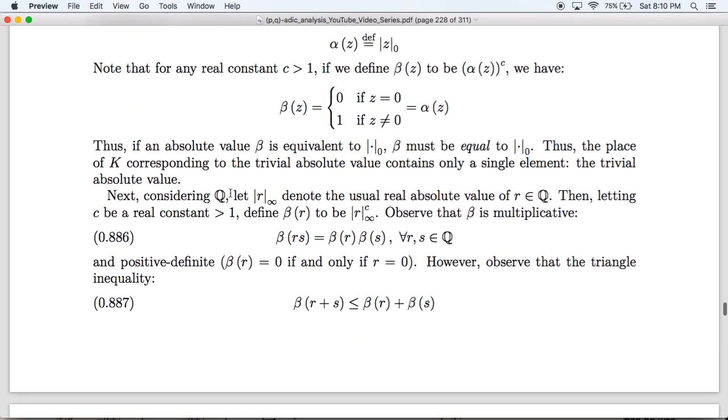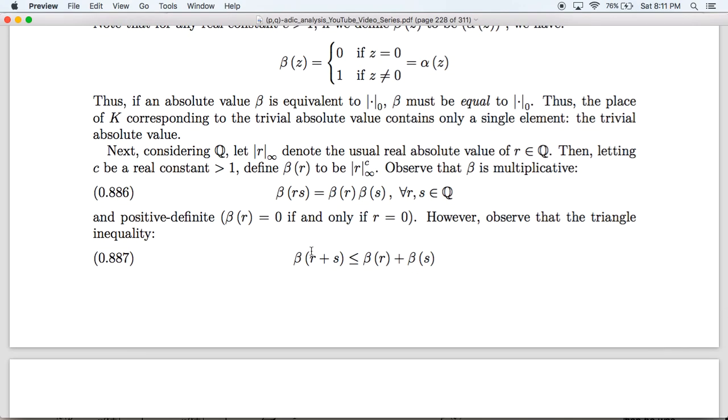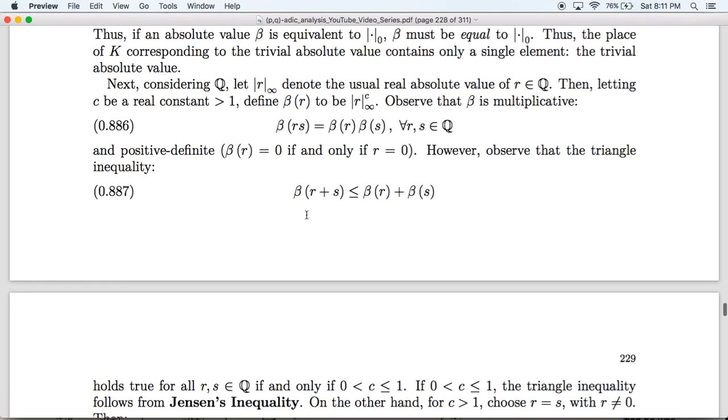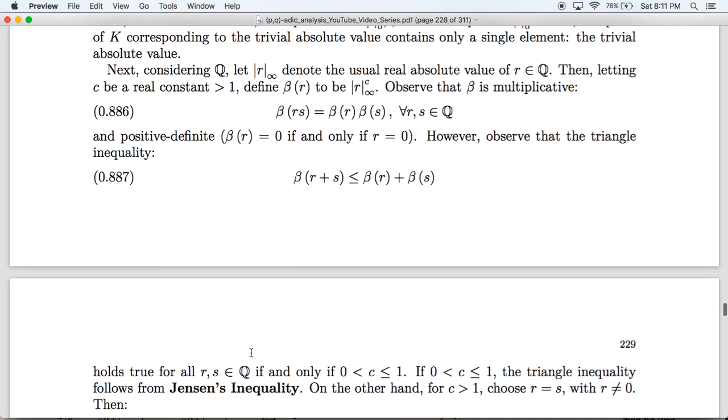Next, considering Q, let the absolute value with subscript infinity denote the usual real absolute value of a rational number r. Letting c be a positive real constant, let beta of r be the cth power of this absolute value. This function we get is multiplicative, and it's also positive definite. It's 0 if and only if r is 0. However, observe that the triangle inequality here will hold true for all r and s if and only if c is positive but less than or equal to 1.